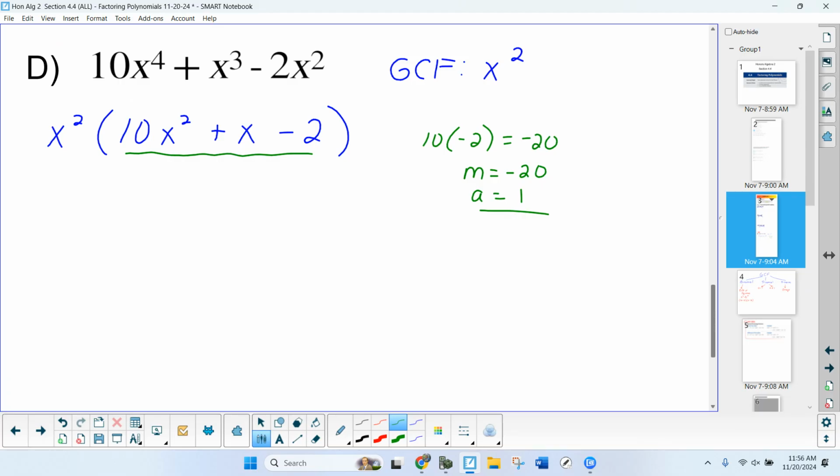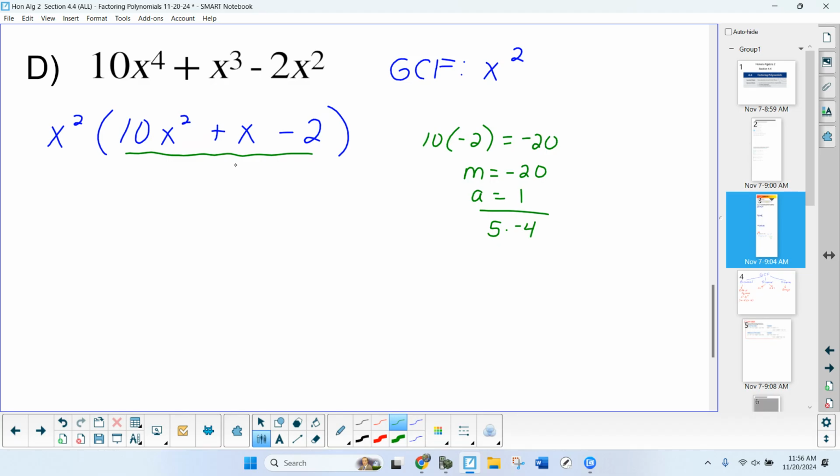Don't overthink it. What is it, guys? 5 and negative 4. Laura, do those multiply to give you negative 20? Do those add to give you 1?